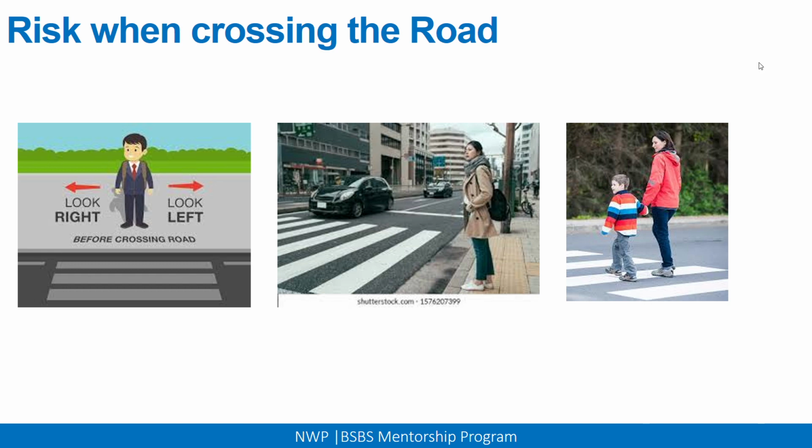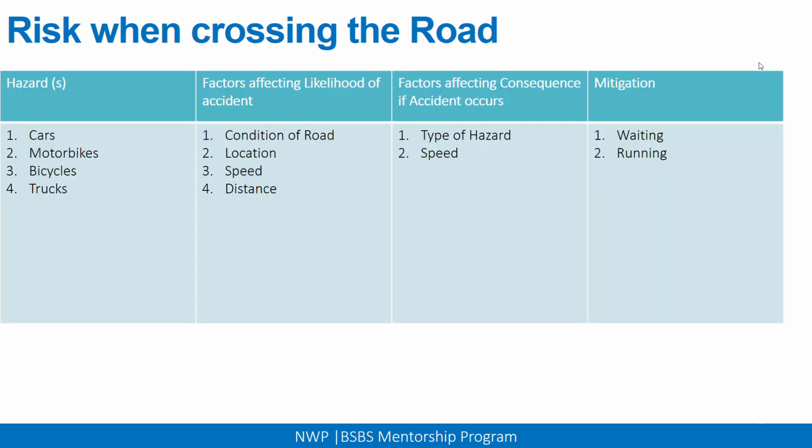So yeah, so basically that's the examples. So let's look at it from a table. So let's try to explain it from a table to say what are the hazards that are on the road, what is affecting the likelihood and what's affecting the consequence, and what type of mitigation do you need to do if you need to cross the road.